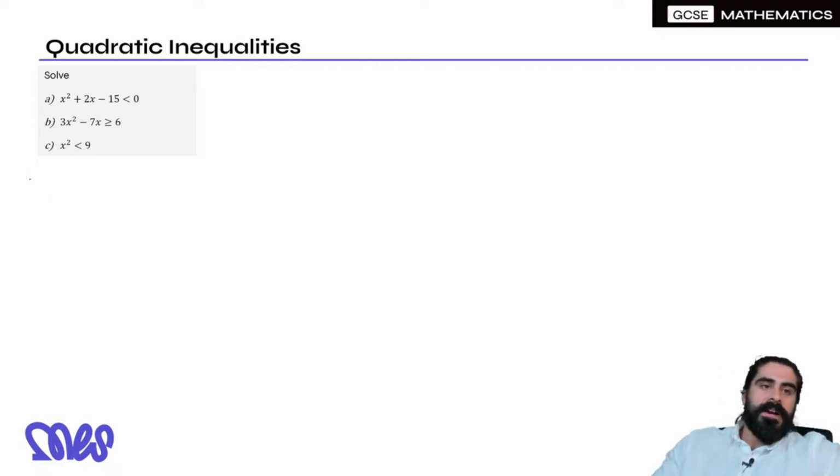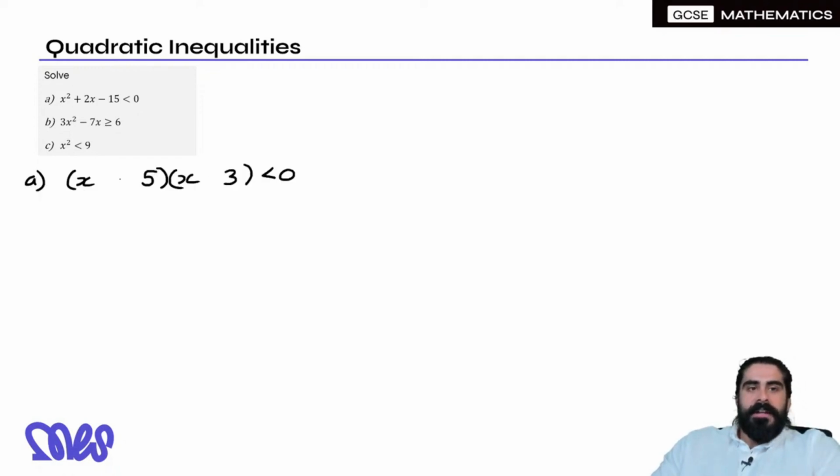So, we factorize first. 5 and 3, I need a plus 5 and a minus 3 to make a plus 2x, right? Now, we have to make sure we get the correct inequality as a solution. So the way we do that is we sketch the quadratic in a very basic way.